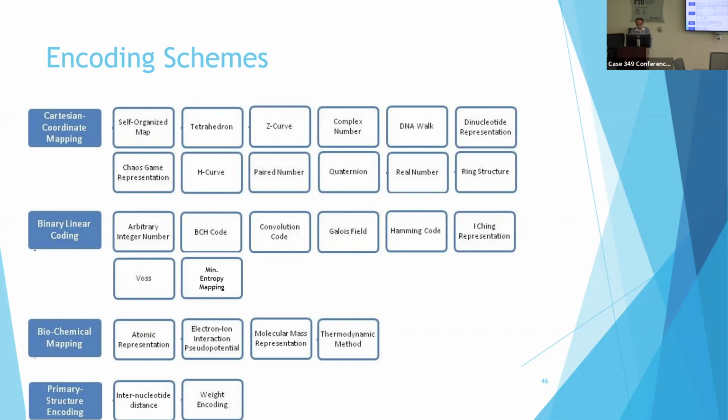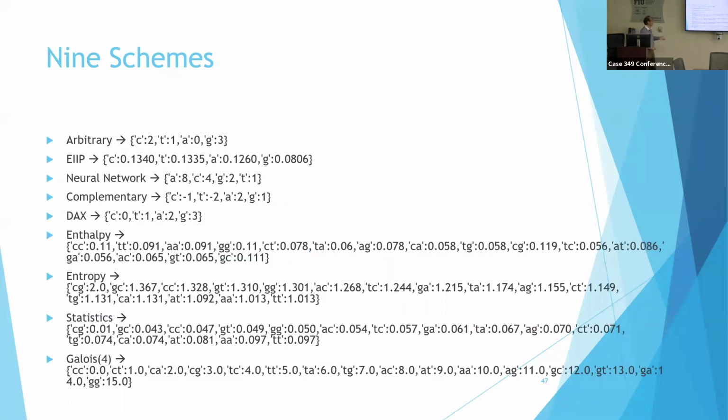So how to do this? Of course, there are so many things. Now, arbitrary means, for a DNA sequence ACGT, I just use numbers like 1, 0, 2. And this one case uses a real number. See, complementary uses negative, right?